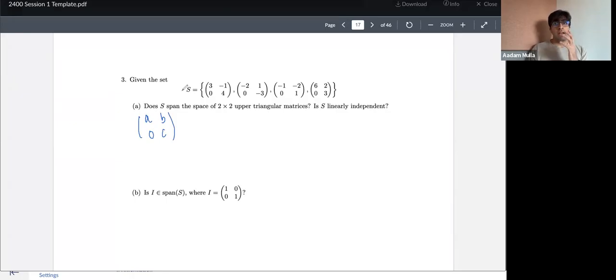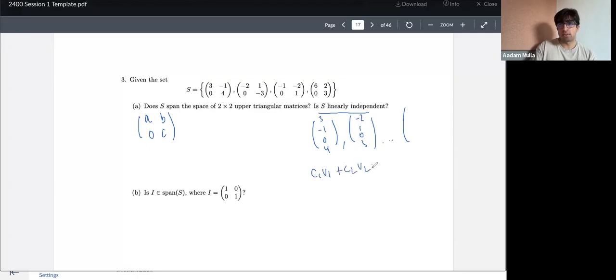So to find linear independence, you can basically turn these matrices into vectors. Let's tackle this first. You turn these into vectors: 3, -1, 0, 4, however you want it, or -2, 1, 0, 3. You just unfold all these matrices into vectors, and then you do your C1 V1 plus C2 V2 plus C3 V3 plus C4 V4, because you've got four vectors, equals 0. One sec, I need to move my screen a little bit. Okay, equals 0. And then you solve and see what you get for C1 through C4, and that helps you determine it.